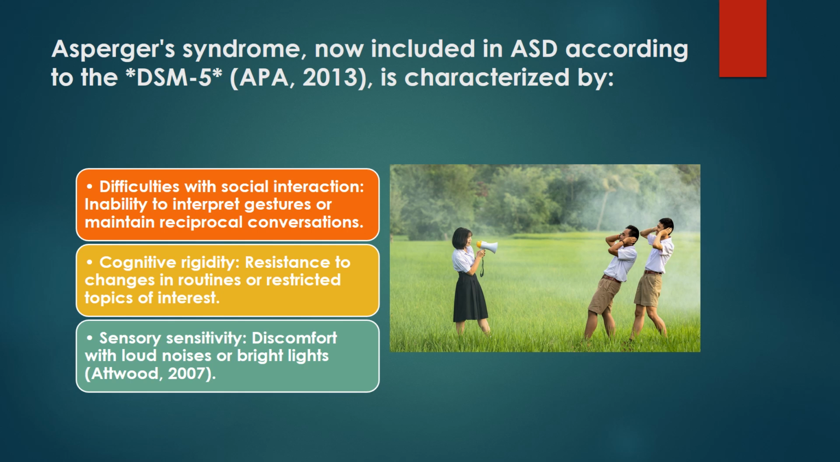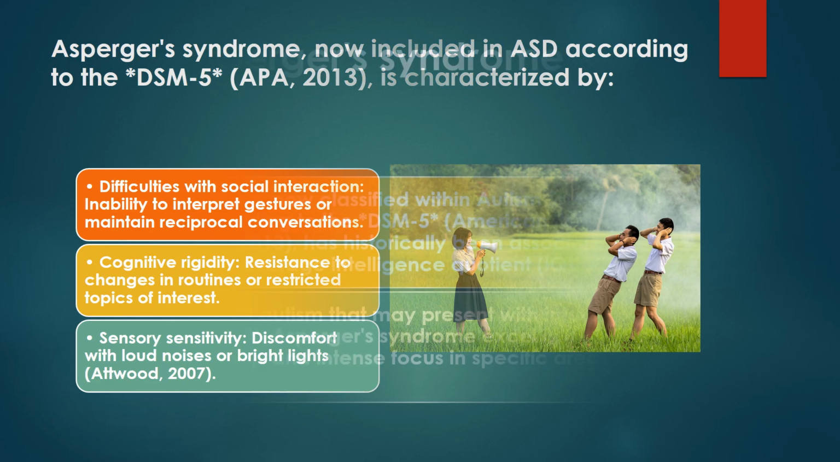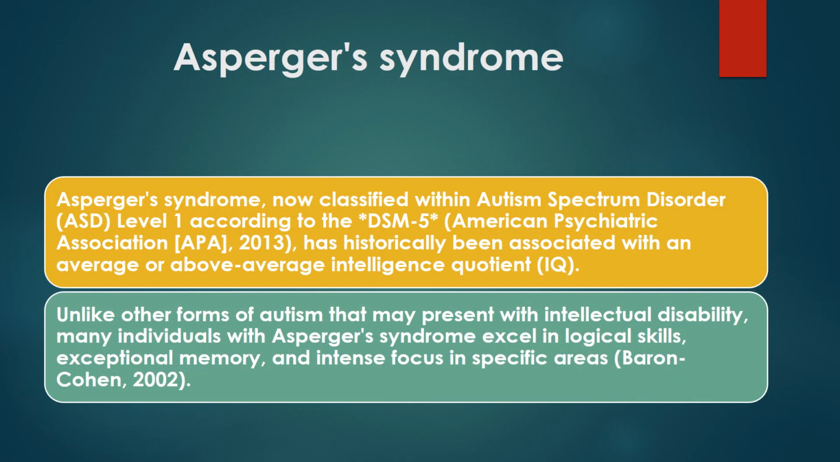Now classified within autism spectrum disorders, ASD level 1, according to the DSM-5 of the American Psychiatric Association, it has historically been associated with an average or above average intelligence quotient. Unlike other forms of autism that may present with intellectual disability, many individuals with Asperger syndrome excel in logical skills, exceptional memory, and intense focus in specific areas, which are factors that explain the higher IQ in Asperger.